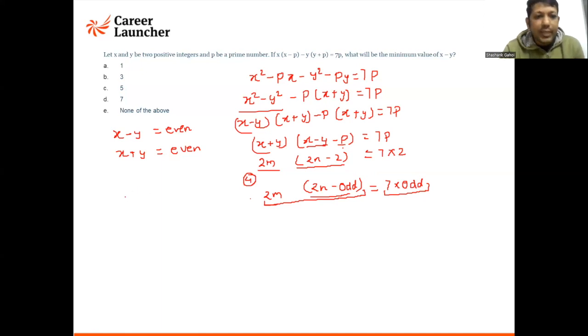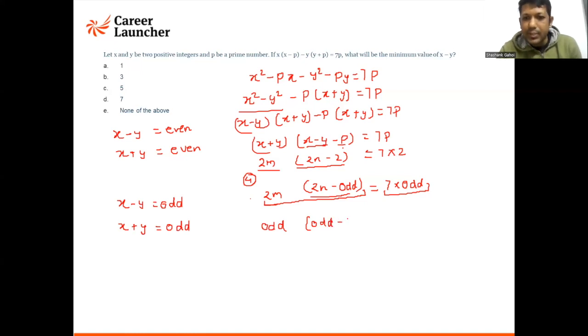Now I'm going to take the other possibility, that x minus y is odd. If x minus y is odd, then x plus y is also going to be odd. Now let's say p is 2. So odd minus 2 is going to be odd, and odd into odd is going to be odd. My right hand side is going to be 7 into 2. So the left hand side is odd and the right hand side is even. So that cannot be true for any x minus y. So basically p cannot be 2.